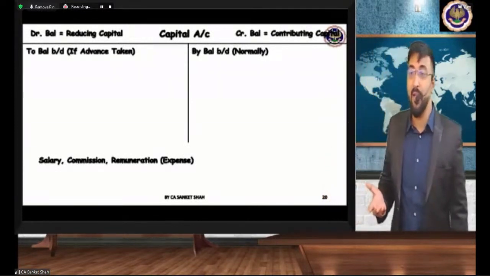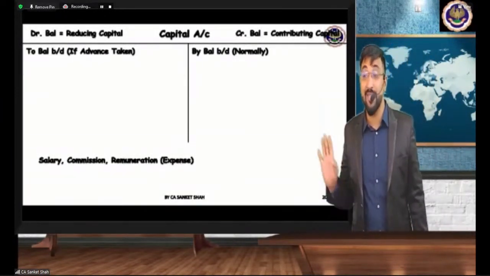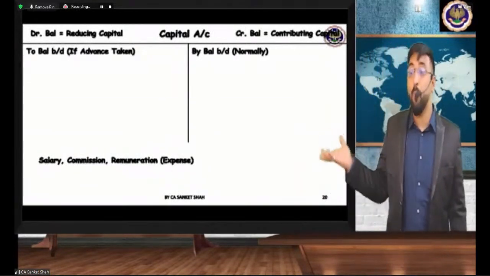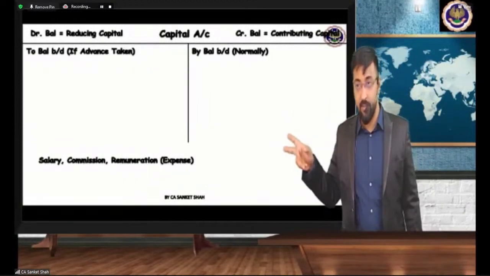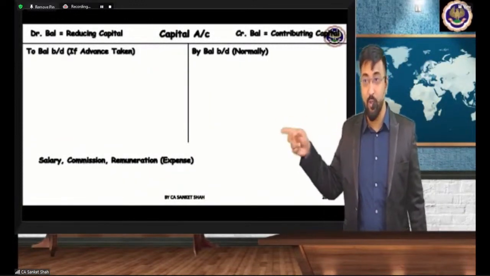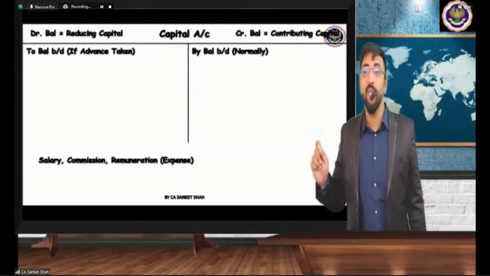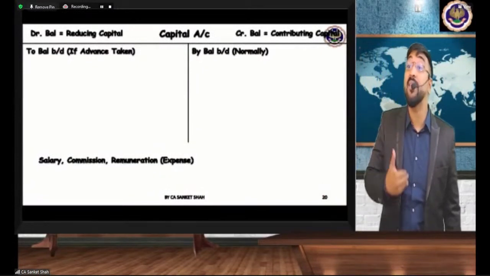Okay, salary account debit, commission expense. Expense, this is not a loss, this is expense. There is a difference between loss and expense. Expense means which is paid out of pocket. And loss is bad debts. Bad debts is a loss. And remember, salary is expense. So there is a difference between expense and losses. So salary, commission, and remuneration account debit to partner's capital account.